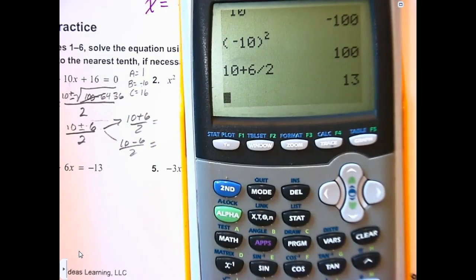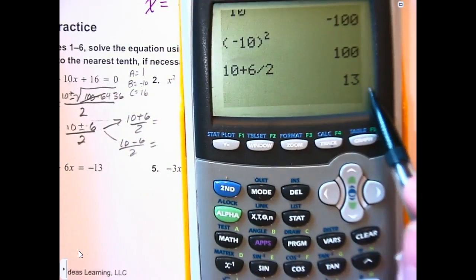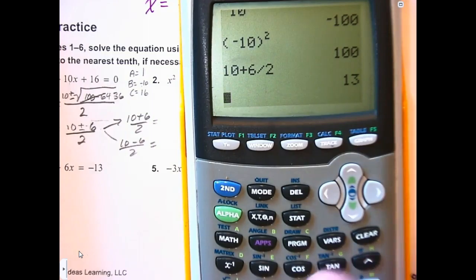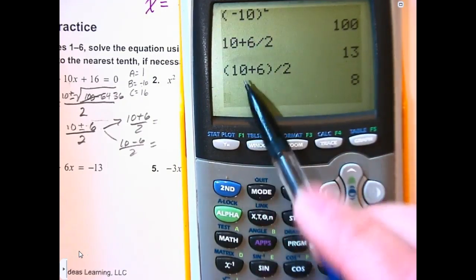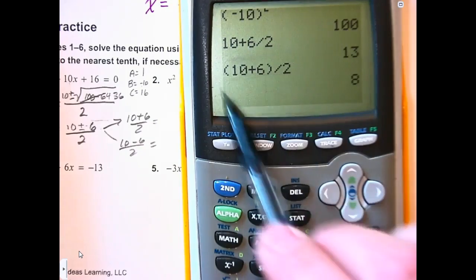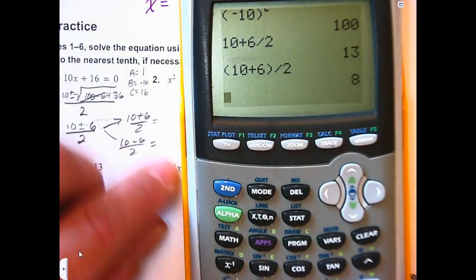What is 10 plus 6? 16. And what is 16 divided by 2? 8. It is not 13. Once again, your calculator is not wrong. The programmer is wrong, because it's doing 6 divided by 2 plus 10. Good. It's doing 6 divided by 2 plus 10. You've got to put parentheses to tell it to do this first, unless you decide to use this key.